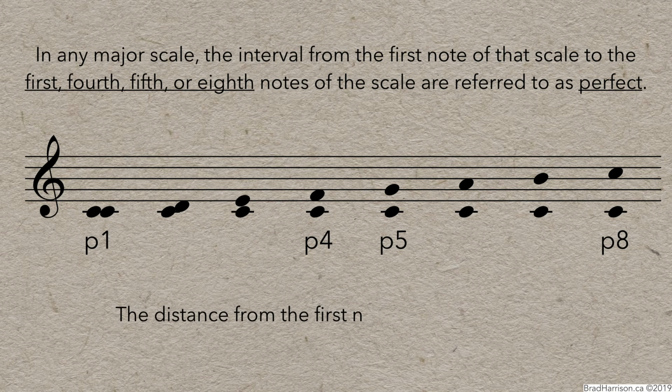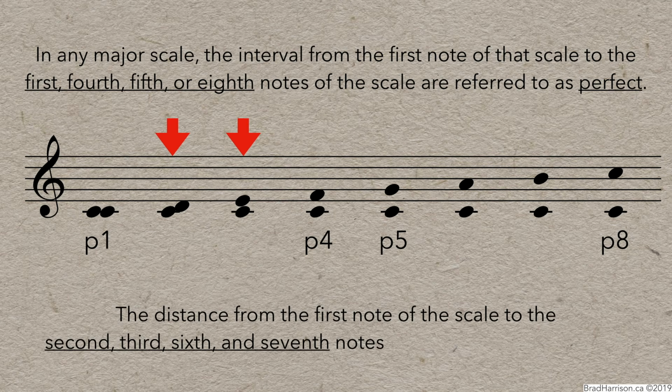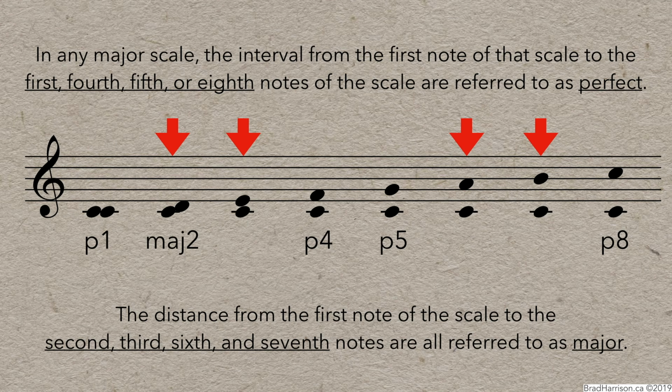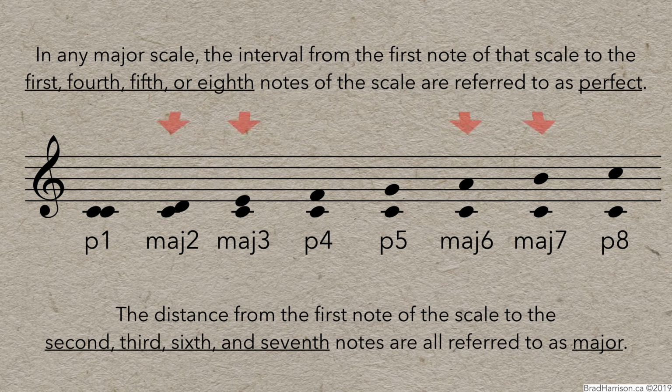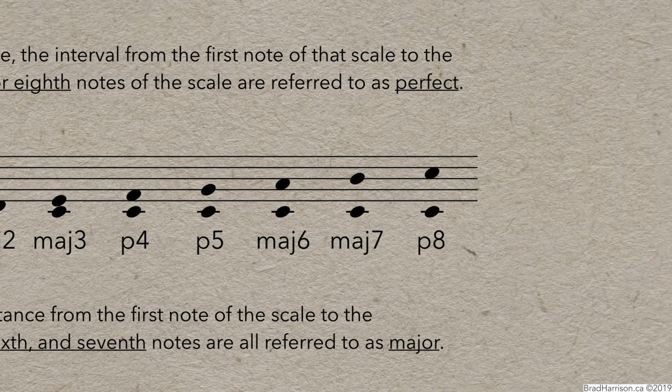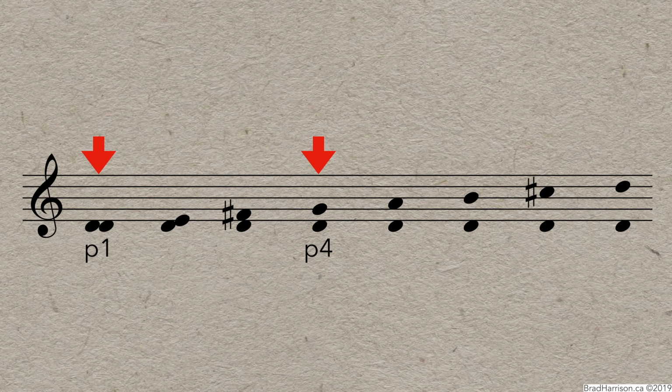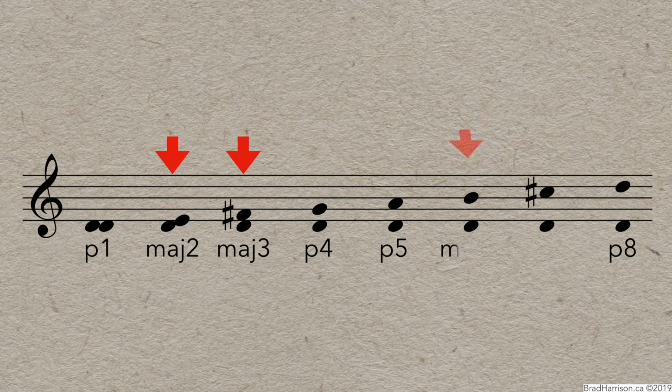The distance from the first note of the scale to the 2nd, 3rd, 6th, and 7th note are all referred to as major. Major 2nd, major 3rd, major 6th, and major 7th. Of course, these interval qualities are the same for any major scale. For instance, in D major, from the first note of the scale, the interval of unison, 4th, 5th, or octave are all called perfect, and the 2nd, 3rd, 6th, and 7th are all called major.